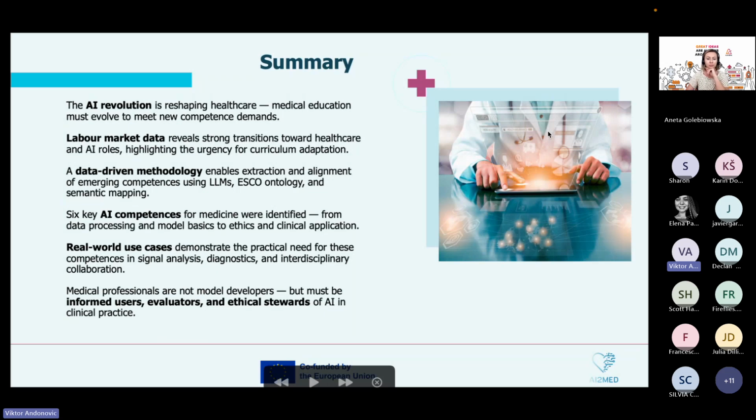timely react to these changes in the labor market and AI world, we need to introduce some competencies and elective courses in the academia, which will cover basic AI literacy and will make sure that the medical professionals understand the challenges and the benefits of using the AI in their processes.